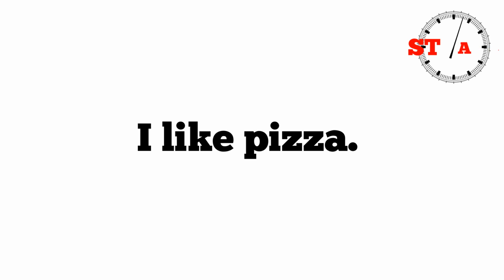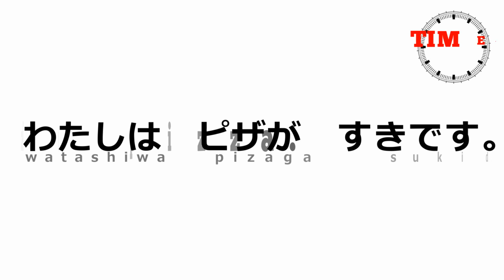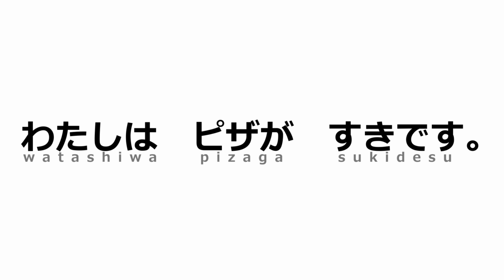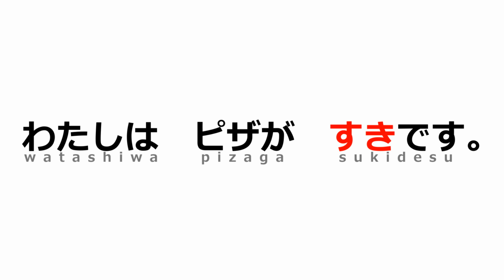I like pizza. 私はピザが好きです。 And finally, for I like pizza, we would say, 私はピザが好きです。 Breaking that down, 私 I, は the topic marking particle, ピザ pizza, が the subject marking particle, 好き liked, and finally, です to make the statement polite. The ga particle is commonly used to mark preferences.